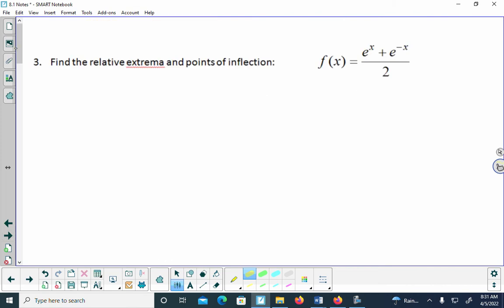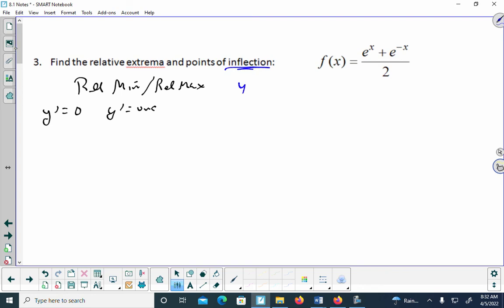Okay, the next one says find the relative extrema and inflection points. So just a reminder, to find the relative extrema, that means I'm finding the relative min and/or max. To do that, remember you take your first derivative and you set it equal to 0, or your first derivative is undefined. To find the points of inflection, I am going to take the second derivative, and that's going to equal 0, or the second derivative is going to be undefined.